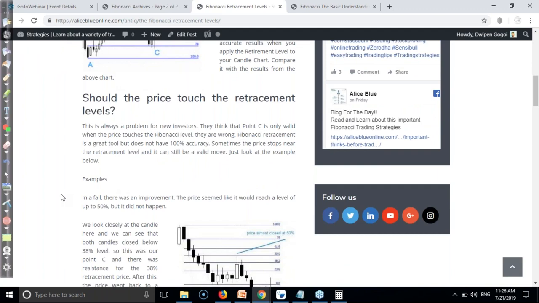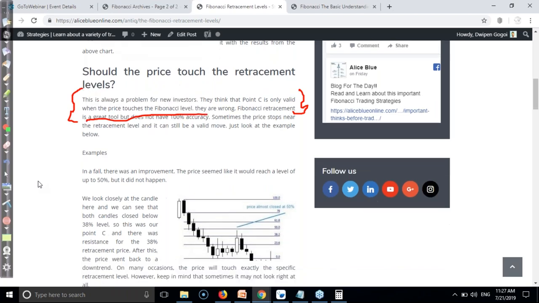Now the big question is: should the price touch the retracement level? This is the most important thing. Most traders are confused here. Should the price touch the retracement level? Let me give an example here. Have you seen this?